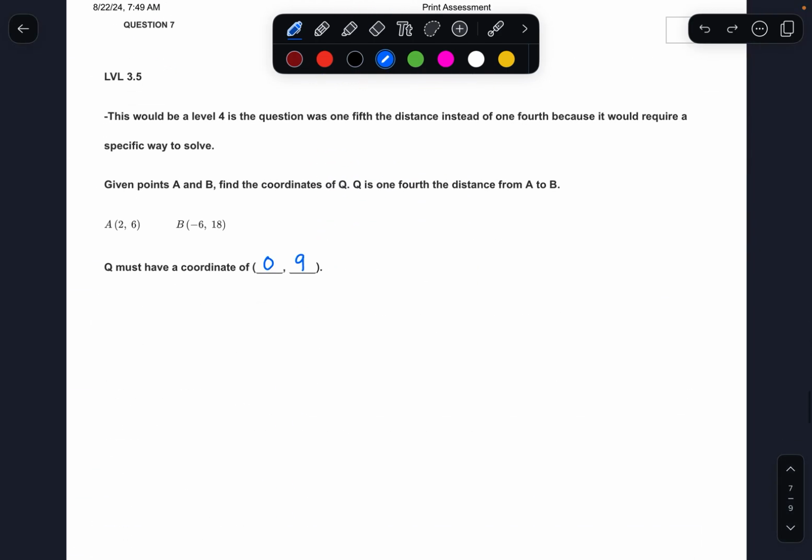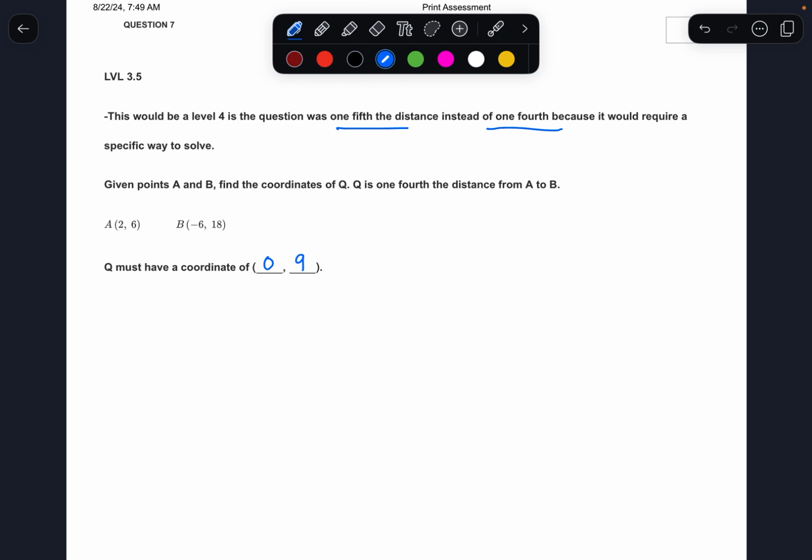All right, level 3.5. This would be a level 4 if it was 1/5 the distance instead of 1/4. Fourths are always easier because you can get by with strategies that aren't as good. There's strategies that work with fourths that don't work with other denominators, and it kind of makes you think you're better at something. So here's the way we talked about this.